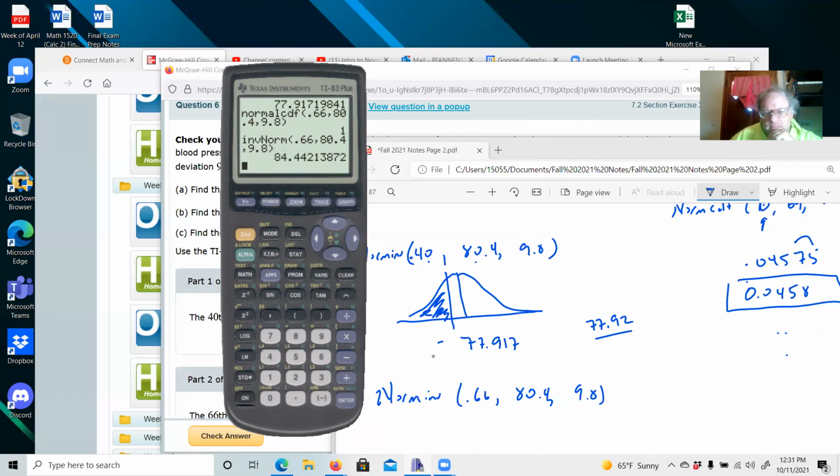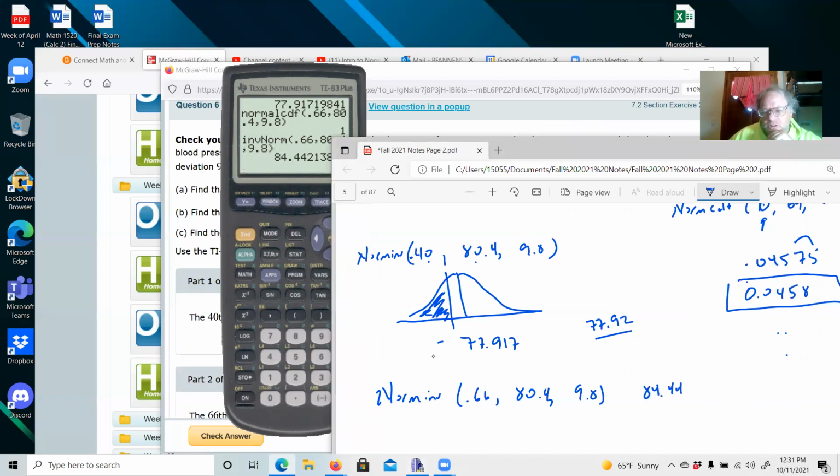So 84.44. So remember, this is giving you an x value, not a z-score. So the units here are whatever the x values are in. In this case, it's millimeters of mercury. Okay, so 84.44.